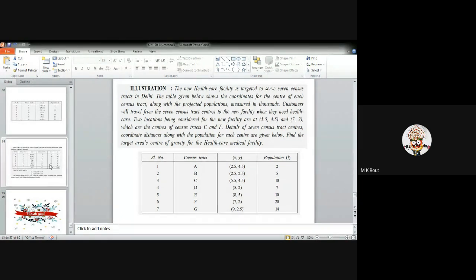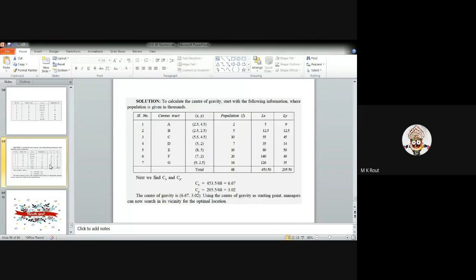Moving to the next slide, the solution slide. To calculate the center of gravity, start with the following information, where the population is given in thousands. Just draw around 6 columns. The first column is for serial numbers, the second for census tract, the third for X and Y coordinates, and the fourth for population.